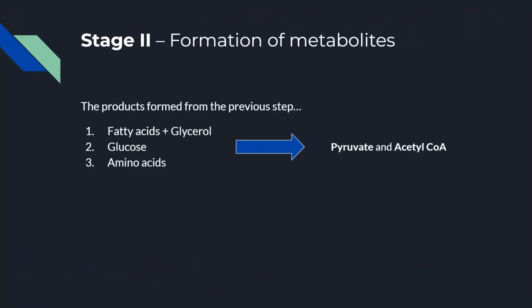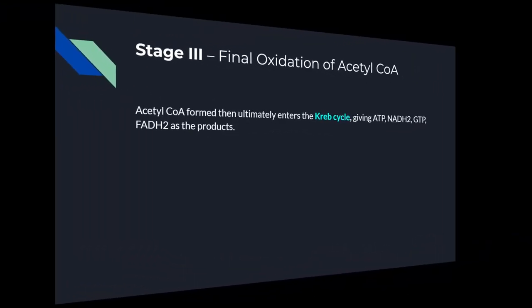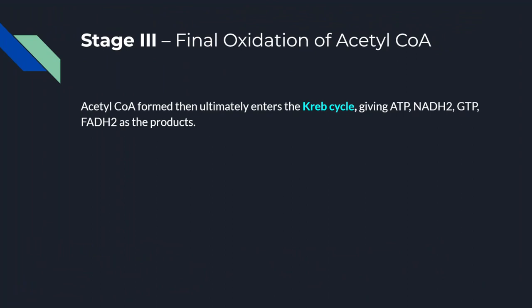In stage 2, these substances that were formed ultimately are broken down into a common ground for all of these substances, that is pyruvate and acetyl CoA. Pyruvate and acetyl CoA are very important substances because these provide substrate for the Krebs cycle. Krebs cycle is what we will discuss in stage 3. Acetyl CoA is formed from pyruvate itself, right? Pyruvate ultimately gets converted into acetyl CoA by a series of reactions.